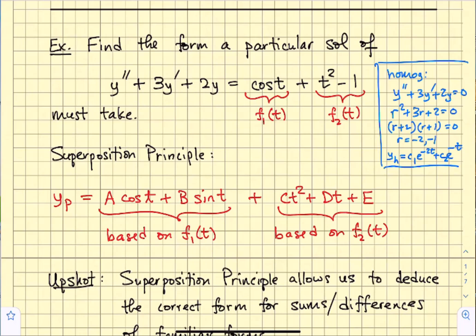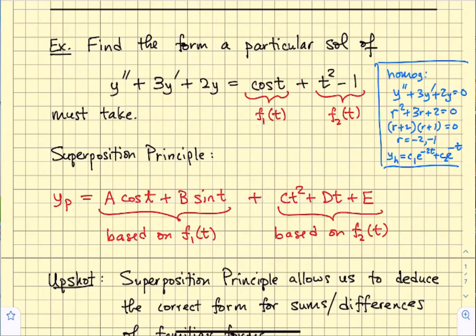Well, the superposition principle is actually saying that we can do both of these at the same time. Because if you think of this as your f1, and this as your f2, then we can look at f1 and make this part of our guess for yp based on the form of f1, and then make this part of the guess based on the form of f2. And we can do these all at one time. We don't have to do these separately.